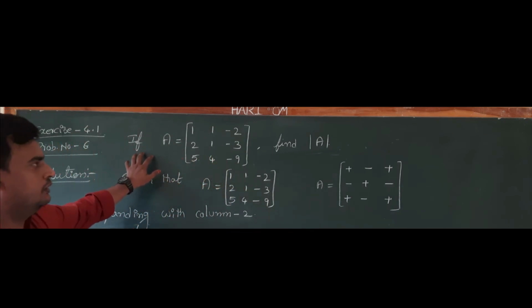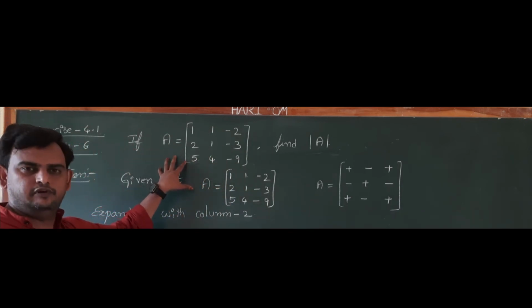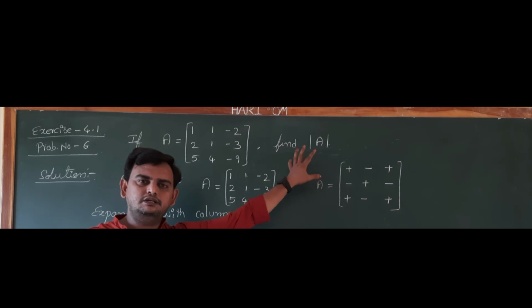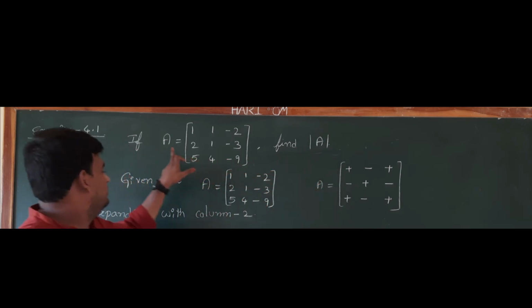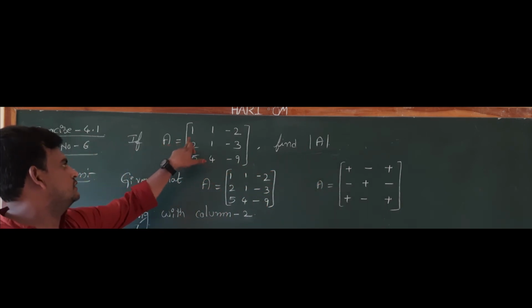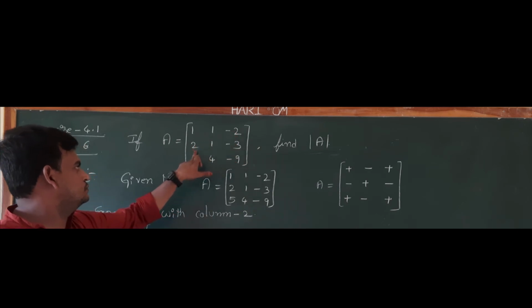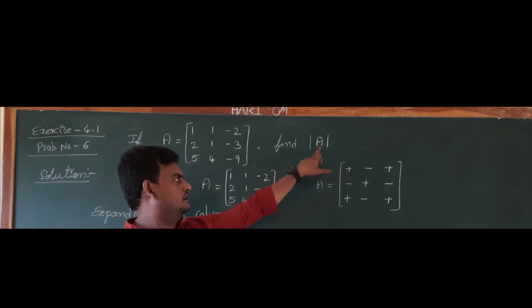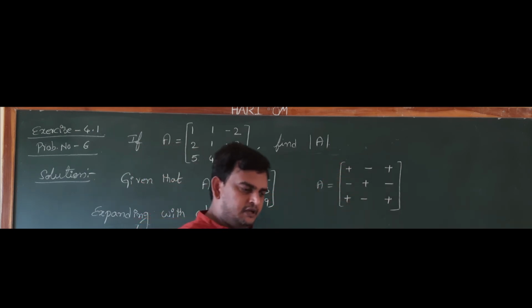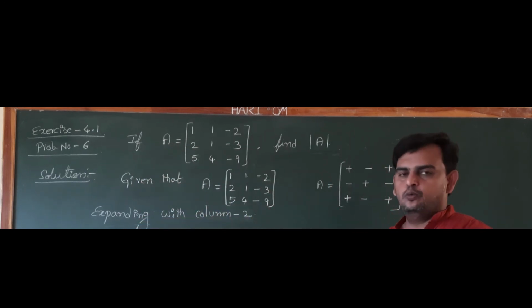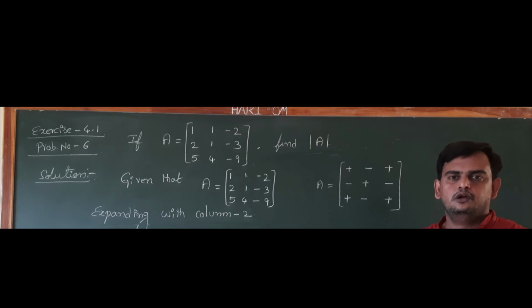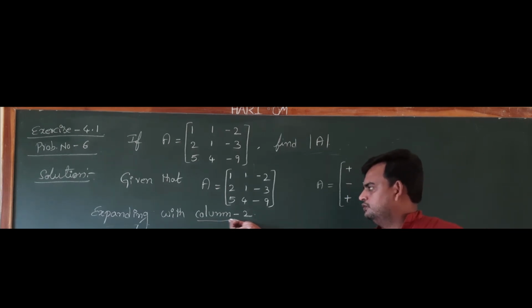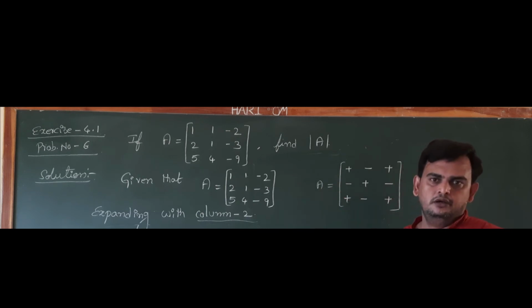Another exercise problem to find the determinant of a 3 by 3 square matrix. The matrix given is A equal to 1, 1, minus 2, 2, 1, minus 3, 5, 4, minus 9, and find det A. In our previous example, we took row 1, column 1 and column 3 to find the determinant. Here I am choosing column 2.